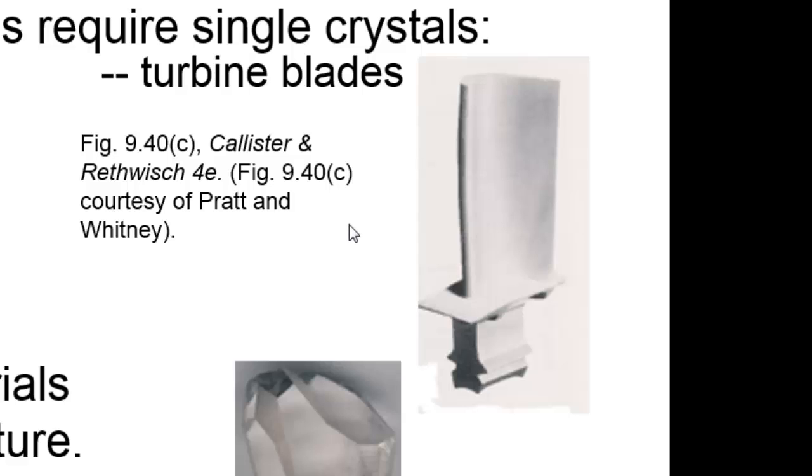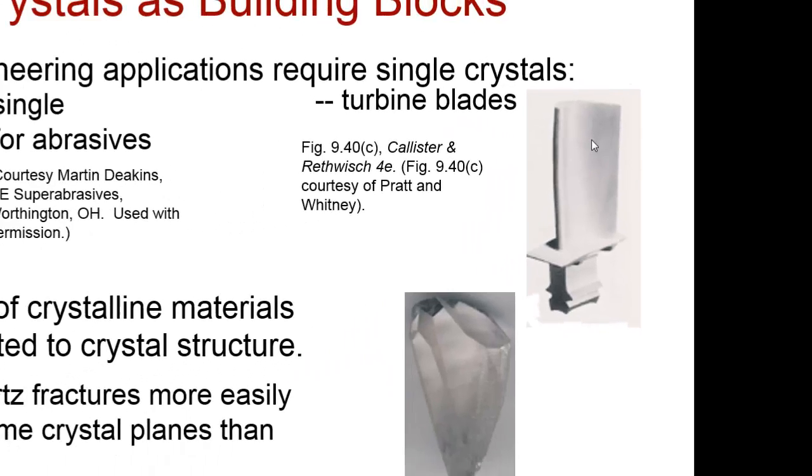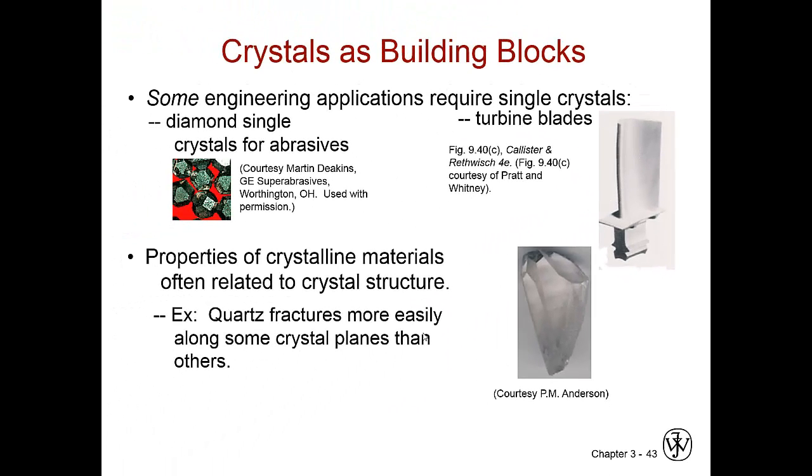Also, as we'll learn later, these may fracture along crystal boundaries. So if you have no crystal boundaries, you just have one crystal, then you don't have that method of failure. Now, quartz can fracture more easily along some crystal planes than others, so it really helps to know what direction you are dealing with within a crystal structure, and how you can best use those to your advantage. We will discuss these directions in the next lecture.